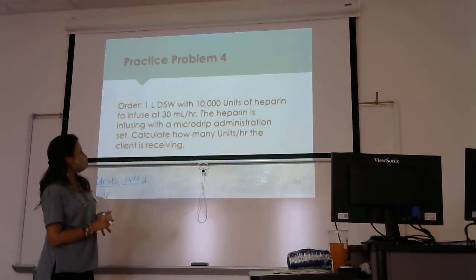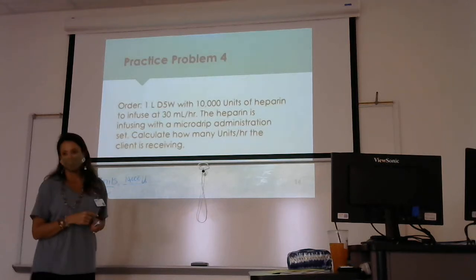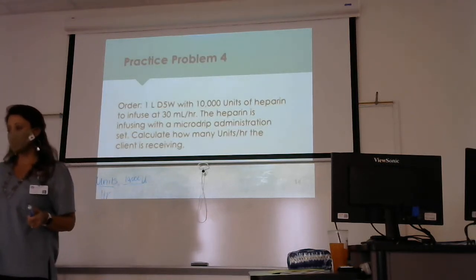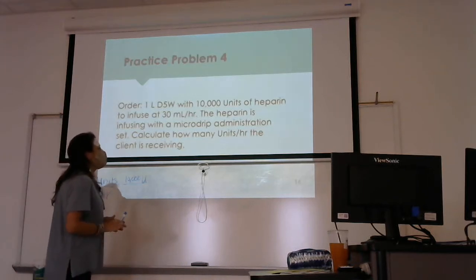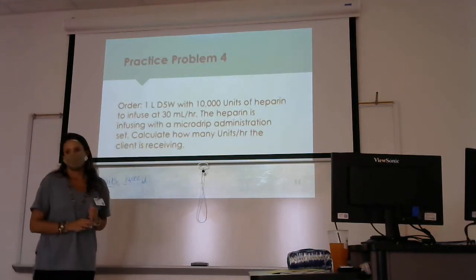That says 1 liter D5W with 10,000 units of heparin at 30 milliliters an hour. I'll just give you a quick tip. If you get started and you have, like we have here, 10,000 units, you're not ever going to put like 30 milliliters an hour on the bottom, okay? You're not going to put like a multiple one until we get to kilograms per minute and stuff like that. So that's not it. What are we going to put? What's with the 10,000 units?